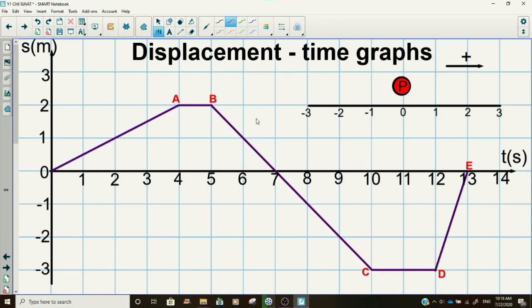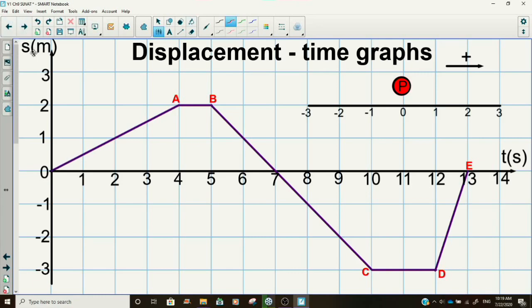So that's the kind of thing that you need to be able to interpret. You know, what's the velocity, when are they stationary, for how long are they stationary in this journey, and things like that. All right, so displacement time graphs I'm not going to spend too much time on because they're fairly straightforward. But just bear in mind, in this question, we just have constant velocities and 0 velocities.